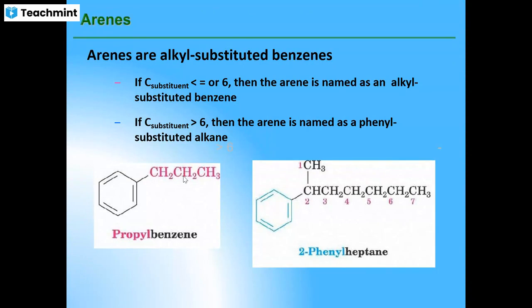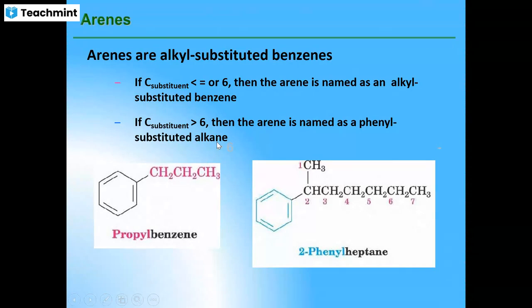If the carbon count of the alkyl group, whatever it is, is 6 or less than 6, then we can use that alkyl group as a substituent on the benzene ring. So in that case, the parent compound is benzene. But if the alkyl chain has more than 6 carbon atoms, then we have to use benzene as a phenyl substituted alkane.